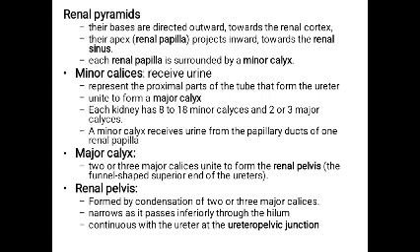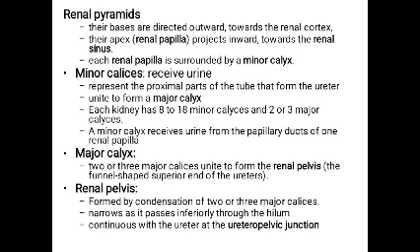Minor calyces unite to form a major calyx. Each kidney has 8 to 18 minor calyces and 2 or 3 major calyces. A minor calyx receives urine from the papillary ducts of one renal papilla.